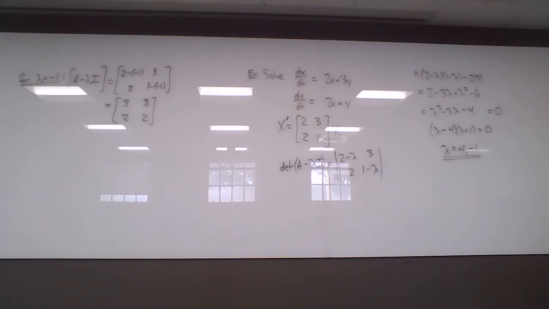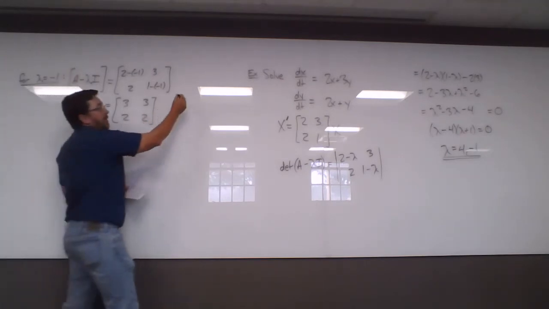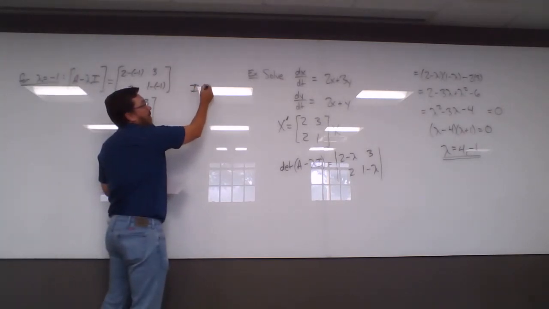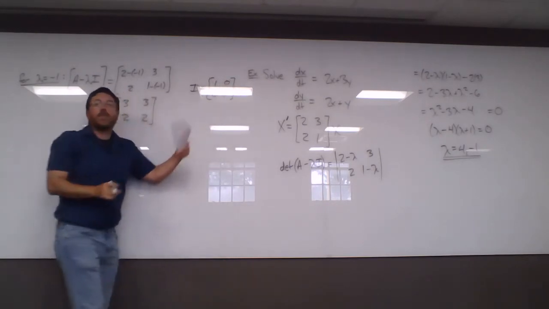Remind me why we only subtract lambda down the top left and bottom right. Because I is the identity matrix, and that means it's just ones on the diagonal. So 1, 0, 0, 1 there. So that's why we do it.